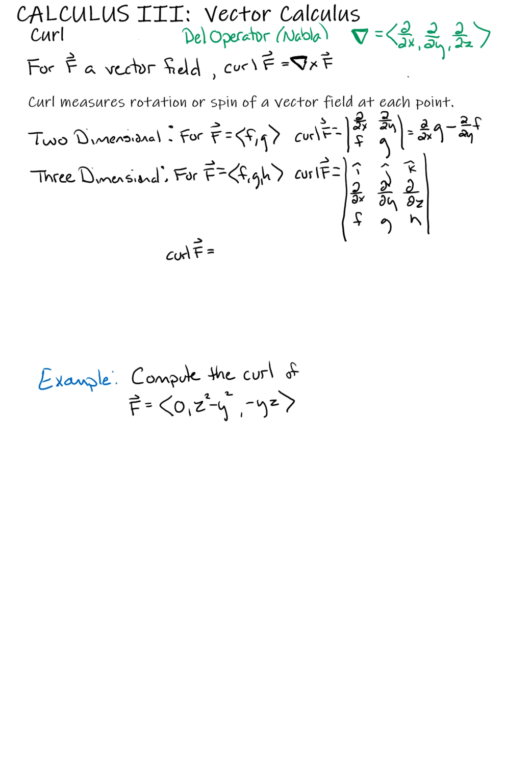Well, let's see. Remember, the way to do this is I get rid of those first two and just look at the remaining bit and work it just as the two-dimensional bit as we saw a moment ago. So that would give us the partial with respect to y of h minus the partial with respect to z of g. That's the i component.